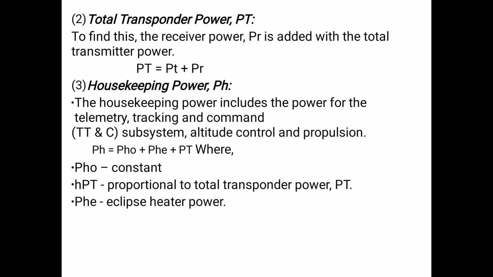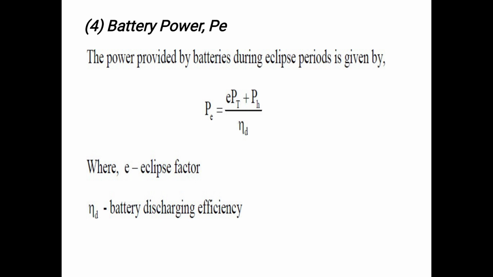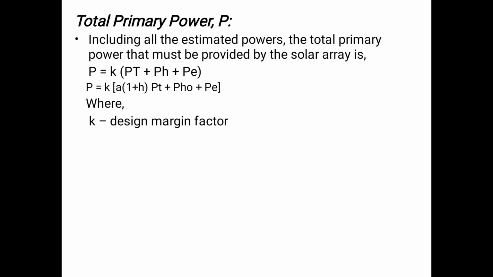Housekeeping power PH. The housekeeping power includes the power for the telemetry, tracking and command subsystem, attitude control and propulsion. PH is equal to PHO plus PHE plus PHT, where PHO is constant, PHT is proportional to total transponder power, and PHE is the eclipse heater power. Battery power: the power provided by the battery during eclipse period is given by PB equals E times (PT plus PH) by eta D, where eta D is the battery discharging efficiency and E is the eclipse power.